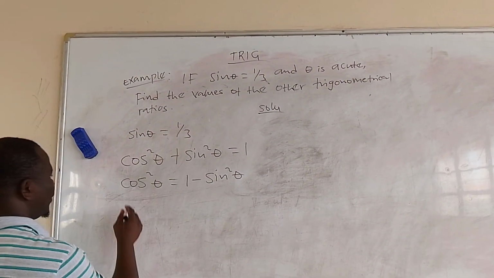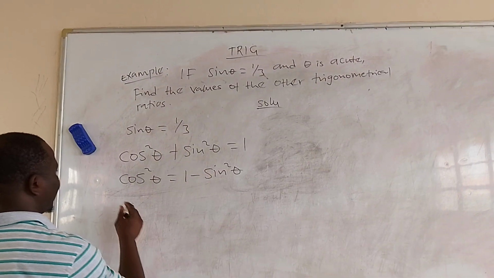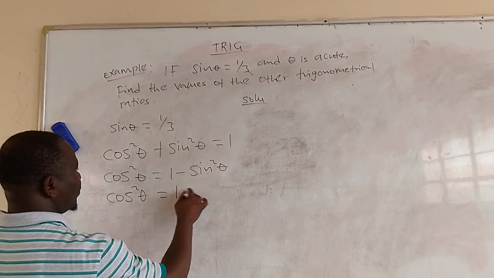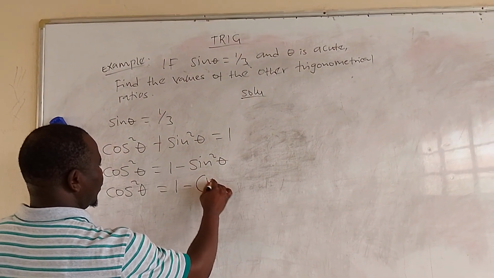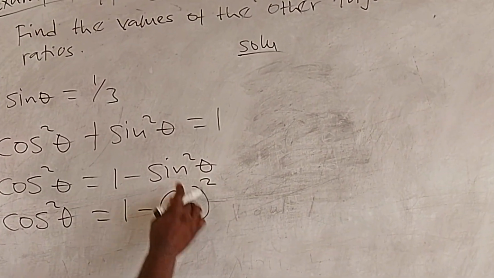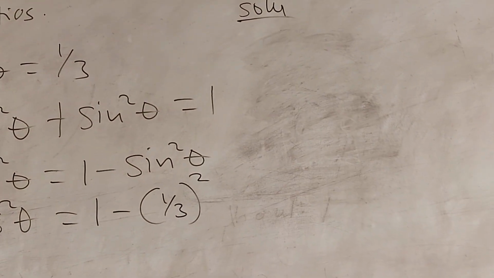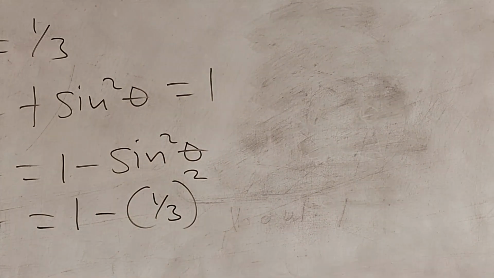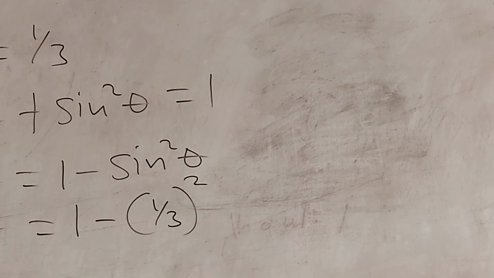If you agree with me, you know that your sin theta is equal to 1 over 3. So, you just substitute in 1 over 3. Cos square theta is equal to 1 minus, all in bracket, 1 over 3 squared. Note that sin theta is squared, so you must put the raised to power 2 there. Is that clear?